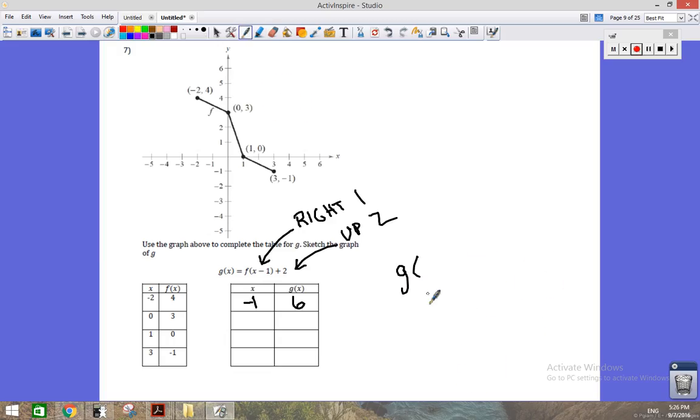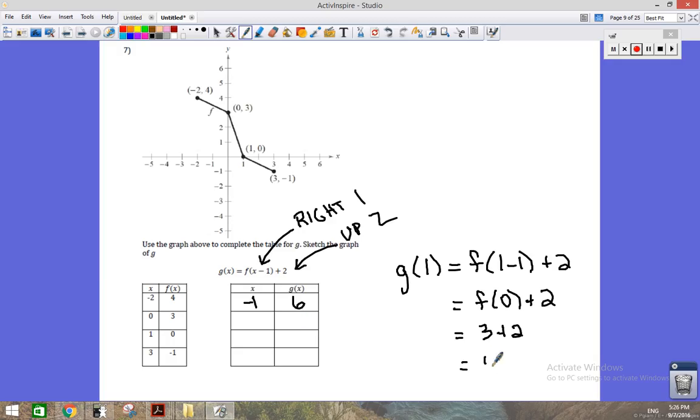Suppose I try to evaluate this function g at 1. Everywhere I see an x, I replace it with the number 1. So I have f evaluated at 1 minus 1, plus 2. 1 minus 1 is 0, and my table tells me that f evaluated at 0 is 3. And 3 plus 2 is 5. So when x is 1, the output of this function g, the y-coordinate, is 5.